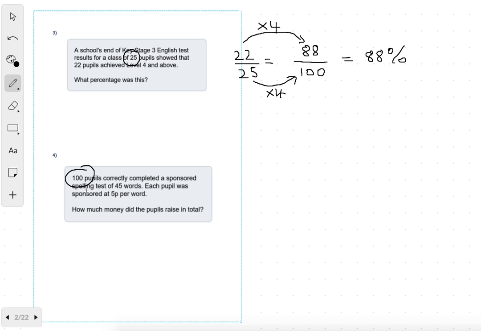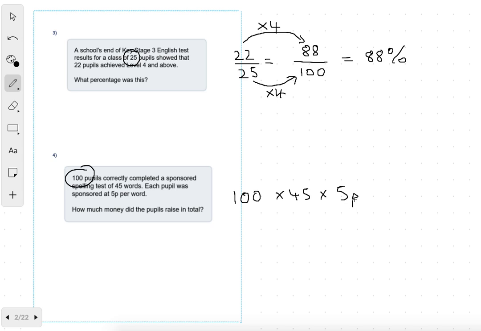Okay, so the gist of question 4 is that you just need to do, really, just bear with me, let me write that again. You really need to do 100 times 45 times 5. And that would give you the answer to this question in pence.